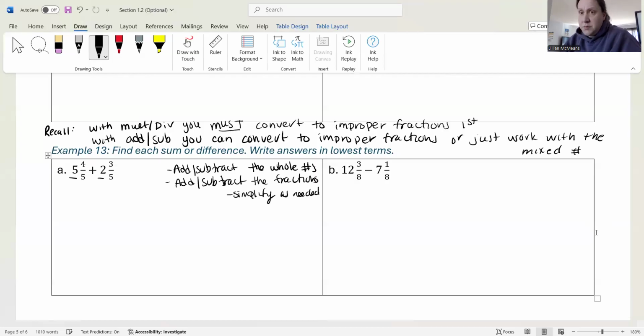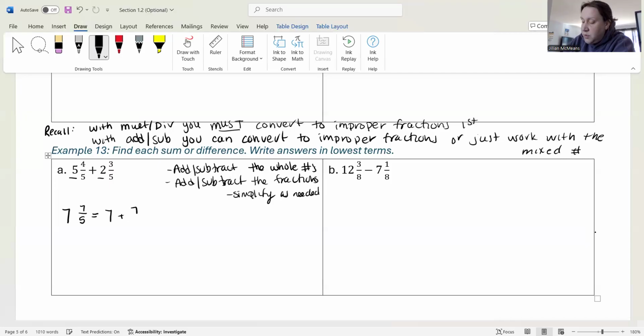Okay, so we need to add or subtract the whole numbers. So 5 plus 2, that's easy. 5 plus 2 is 7. Then I need to take 4/5 plus 3/5. So we've got the common denominator of 5, so I just want to take 4 plus 3, which we know is 7, and put it over the common denominator of 5. And hopefully you all are like, wait, what? Because the definition of a mixed number says that a mixed number is a whole number plus a proper fraction. We don't have a proper fraction here. 7/5 is improper.